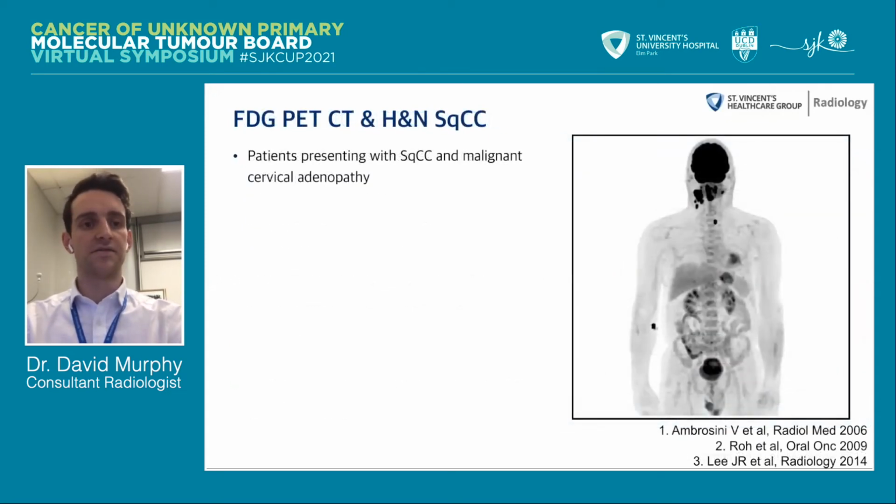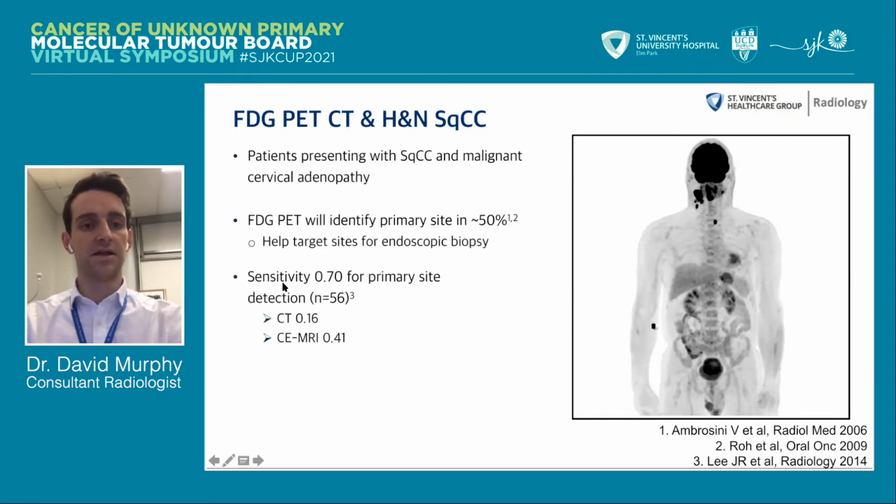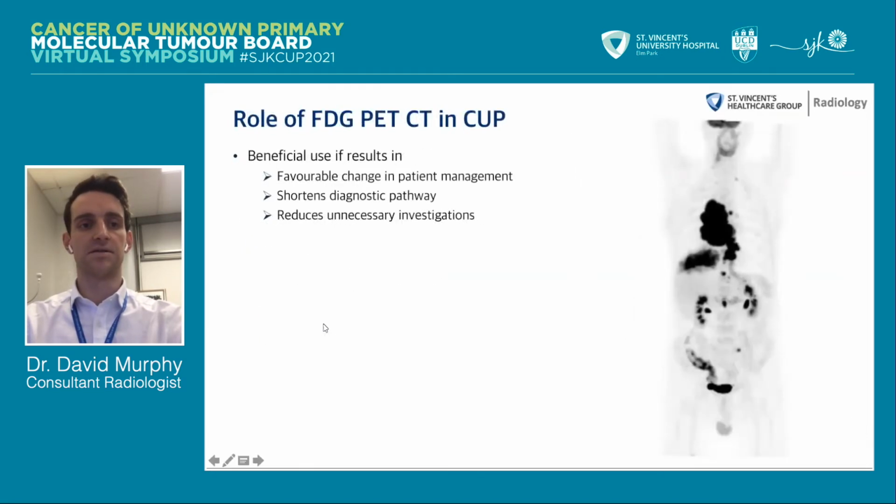One case where it is of definite benefit is in patients who present with a malignant cervical adenopathy with squamous cell carcinoma, likely a head and neck primary, but no primary site found, as an example of a patient with a right tonsillar tumour. FDG PET-CT will identify the primary site in about 50% of these patients, and really helps target sites for endoscopic biopsy for head and neck surgeons. And this performs much better than either contrast enhanced CT or MRI in detecting primary sites.